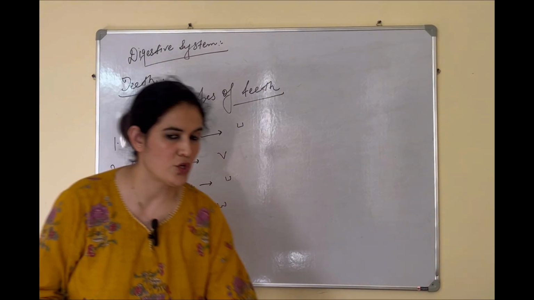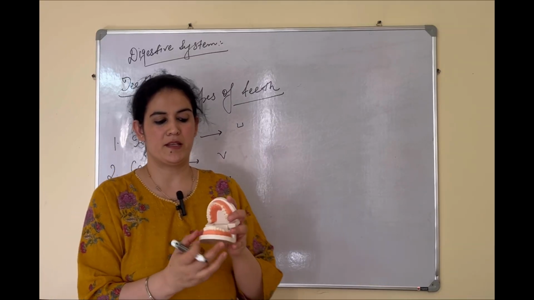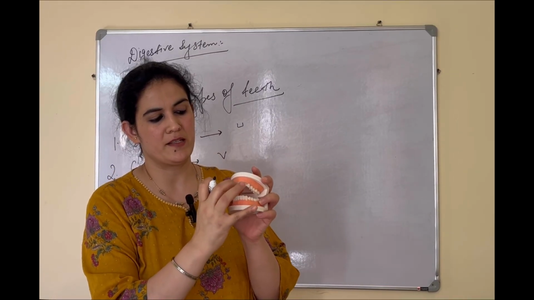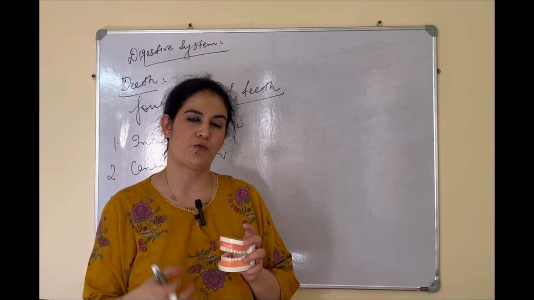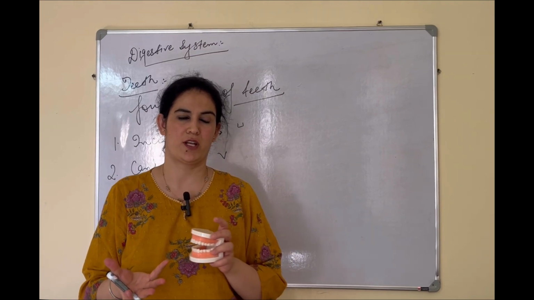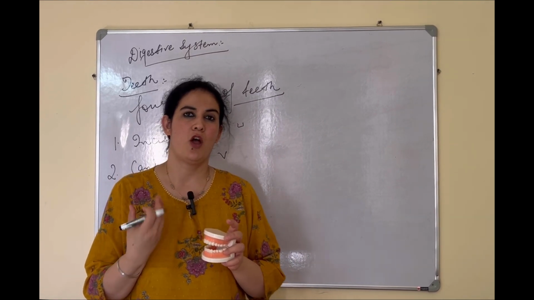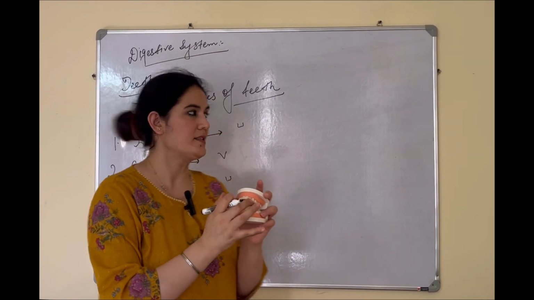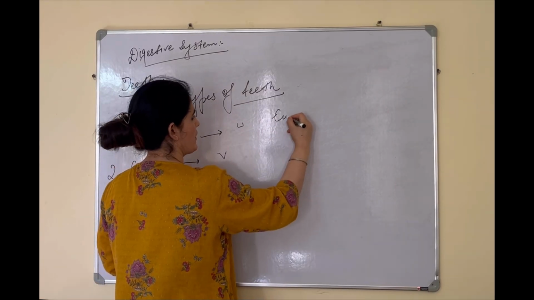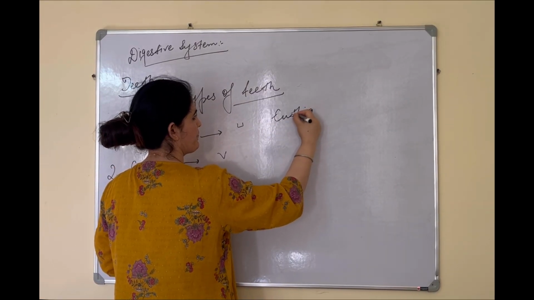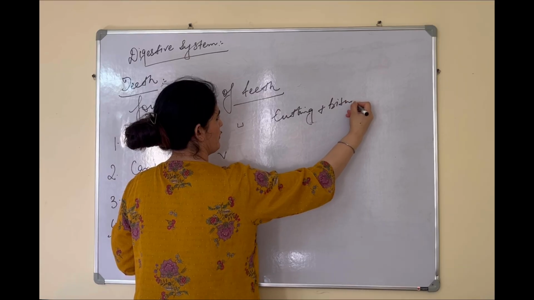Students, now see, showing it here, incisors, you see, these are the incisors. Incisors are used for cutting and biting the food. For example, when you are eating something, for cutting and biting, you need incisors. So incisors are required for cutting and biting the food.